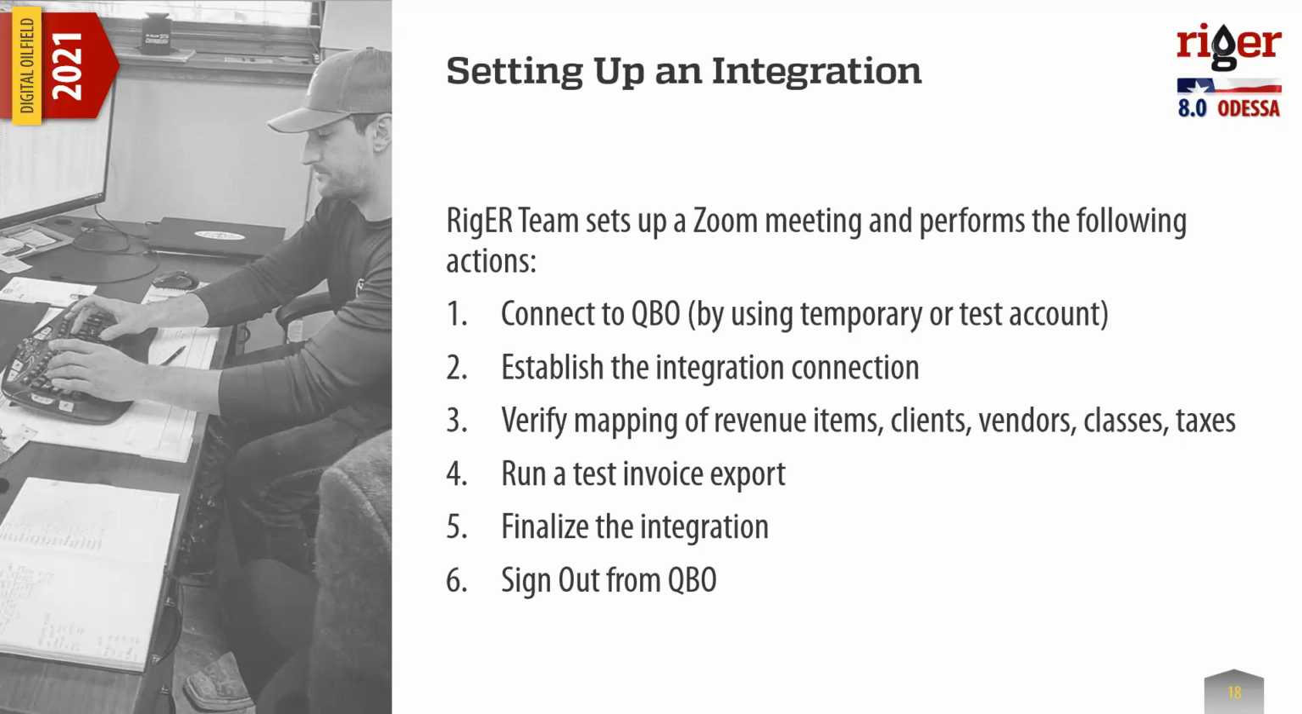So again, you need to have at least a couple invoices generated in the RigER system. So we have at least a few documents that we can run a test on. And then once the export is completed successfully, we finalize the integration, we close all the settings, and we sign out from your QuickBooks Online application. And then you can just close this account or change the password.